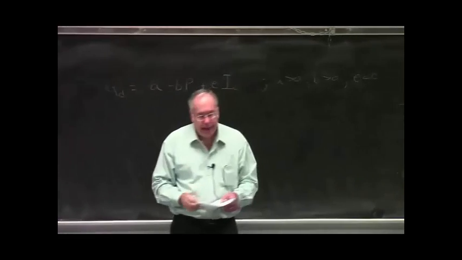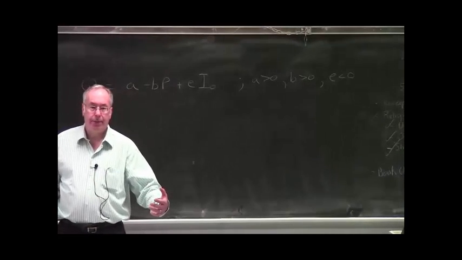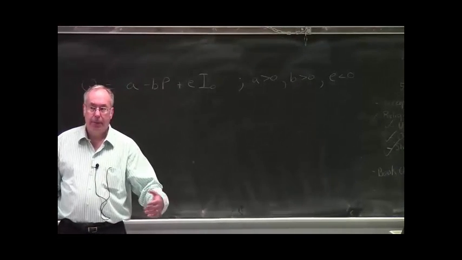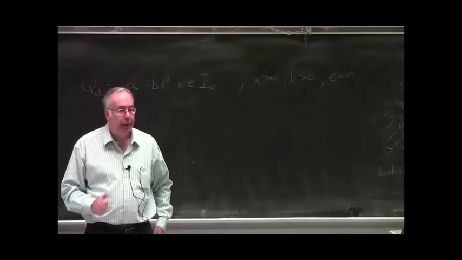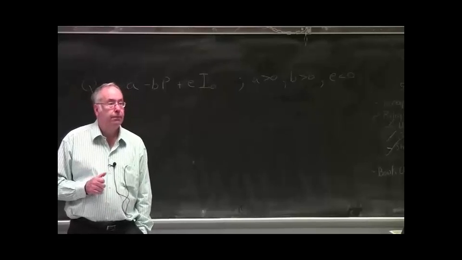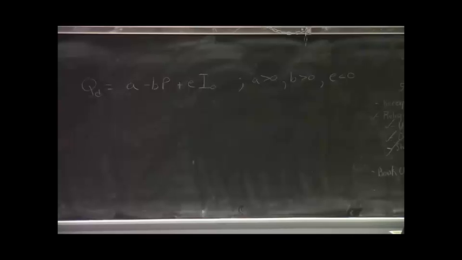So the fact that E is negative means what kind of good is this? It means income has what kind of effect on quantity demanded? Yeah, it's an inferior good because income has a negative effect on quantity demanded. As income goes up, quantity demanded goes down. So this is an inferior good in this case.